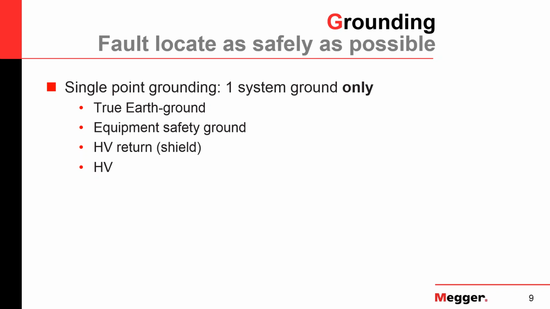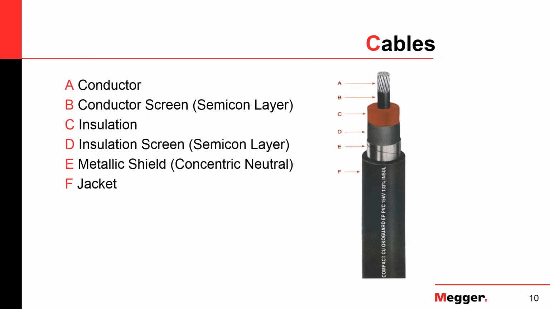Then you have the high voltage return, which connects to the shield. We will get to the cable construction in a second. And you have the actual high voltage connection that typically connects to the conductor of the cable. And you should always establish these things in order, connecting from top to bottom and disconnecting from bottom to top. So the grounds are typically the last thing you want to take off.